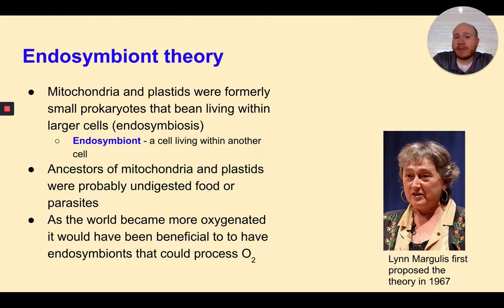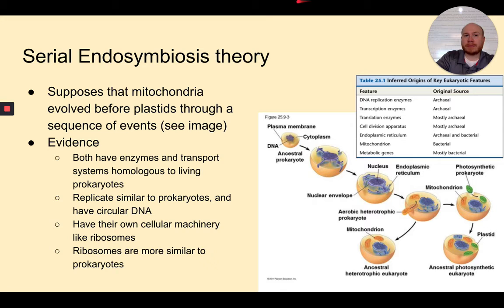And it's thought that the ancestors of mitochondria and plastids were originally just undigested food or parasites. We're not sure which one. I would like to think that it's probably leaning more towards food than parasites, because it wouldn't necessarily make sense that a parasitic photosynthetic organism would want to live inside of another one unless for protection, which could be a possibility. So as the world became more oxygenated, it would have been beneficial to have endosymbionts that could process this new chemical, oxygen gas. And so what happens, we think, is that mitochondria probably evolved before plastids.